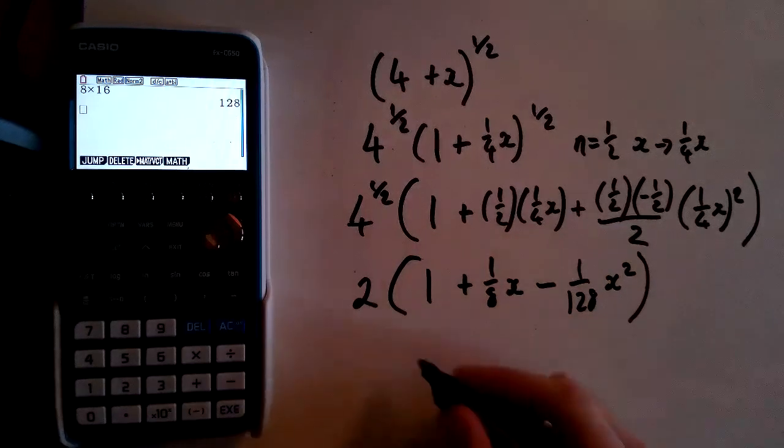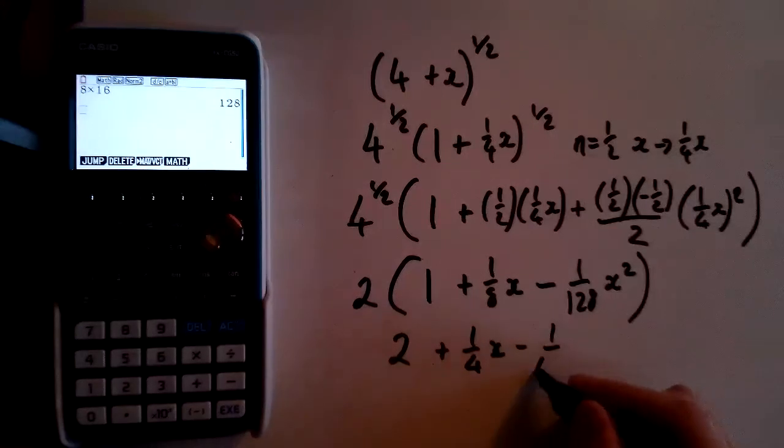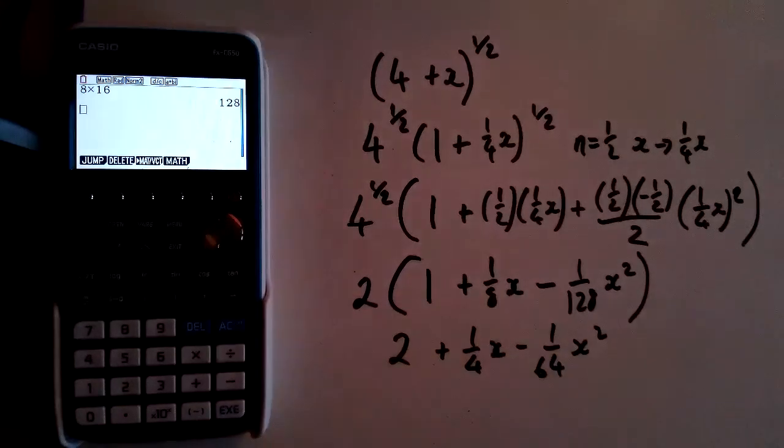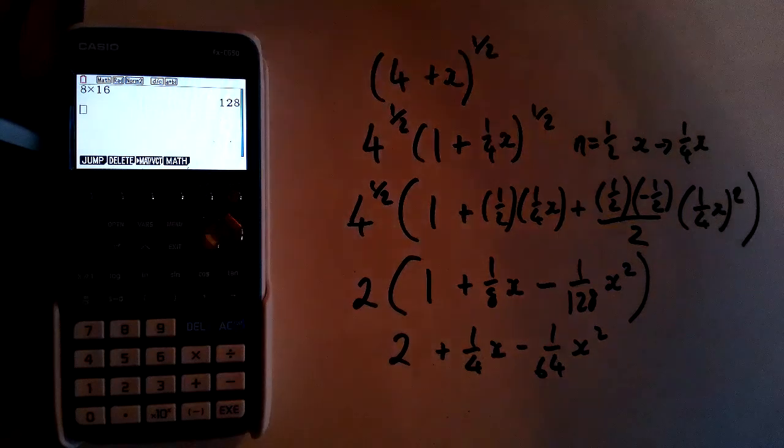Then just expand by the 2. So 2 plus quarter x minus 1 over 64 x squared. That's the first 3 terms. Remember, you get the formula for binomial. It's not one you have to memorize, but you might get used to the pattern. Okay, next one.